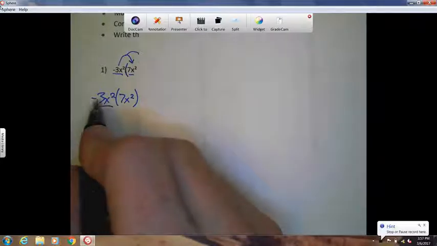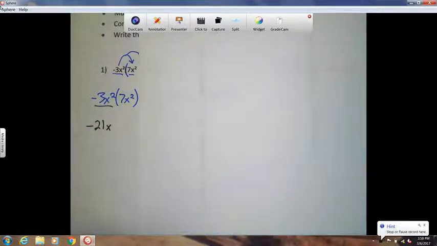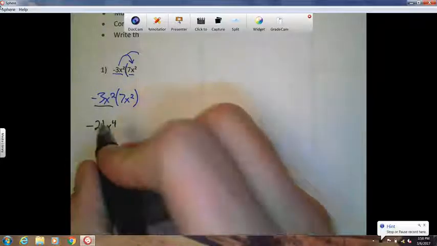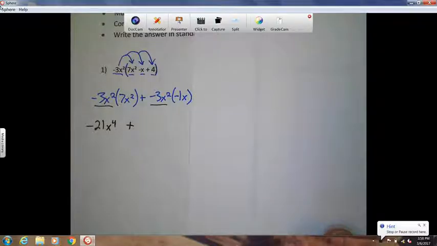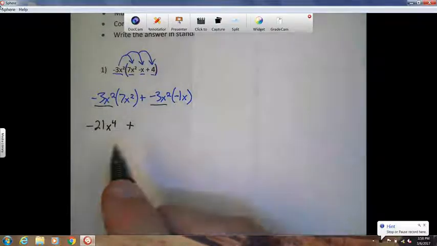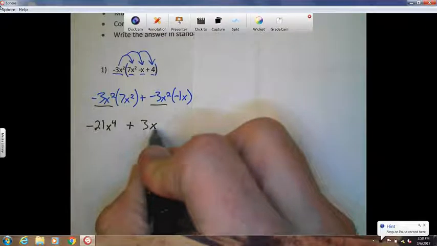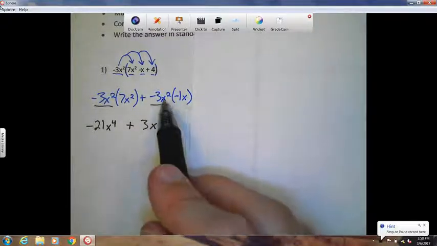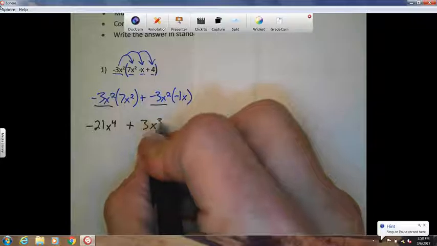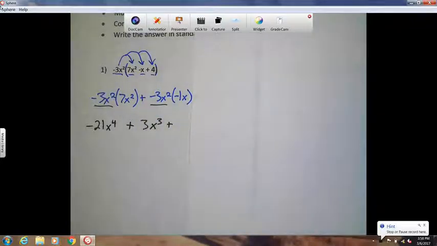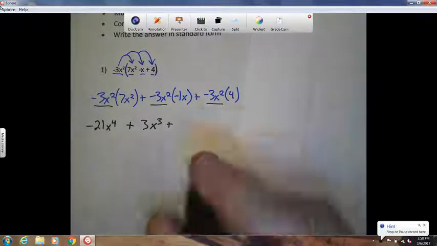There's no plus sign in here, so I'm going to multiply negative 3 times 7, so negative 21. And with multiplication I add exponents, so it's x to the fourth. Plus sign. Negative 3 times negative 1 is 3. X. I'm looking for things at the same base. 2 and 1 is 3. Plus. So do that. Put a plus sign. Separate your terms. And the last one, negative 12 and x to the second.